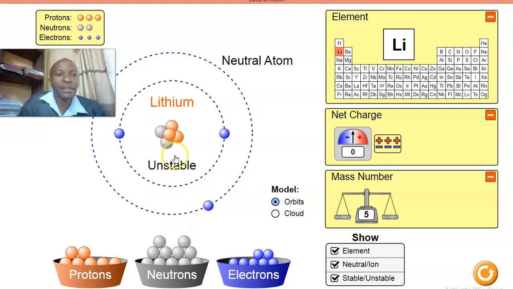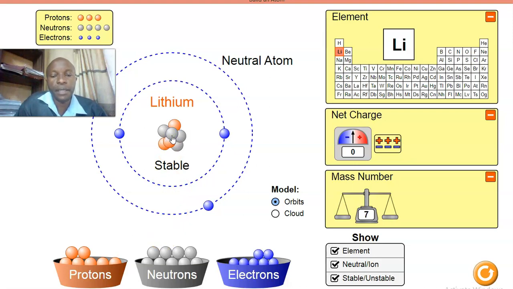Our lithium here is unstable, so we need to add more neutrons, which causes stability. The lithium atom becomes stable with 3 protons and 3 neutrons. Of course, the more stable one is the one with 4 neutrons, and you can also add another one and see that it becomes unstable.